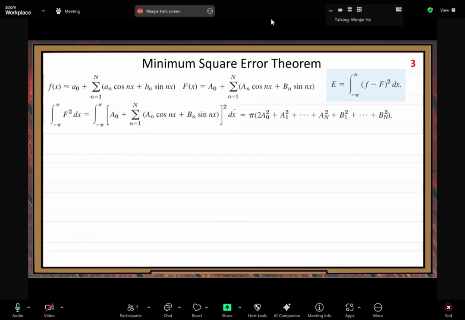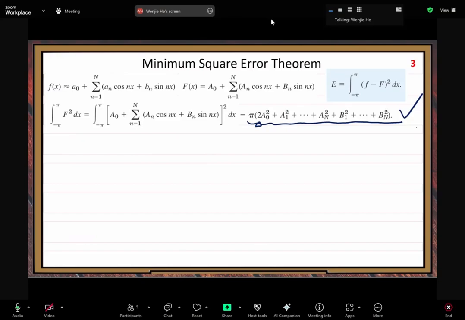So here you can see that we keep all the square terms, but the cross term integrals are all 0, so we don't have them. The calculation result is this. Because you take the integral from negative pi to pi, for the constant first term you have 2 pi. After the first term, the cosine and sine terms, you don't have that 2 pi.